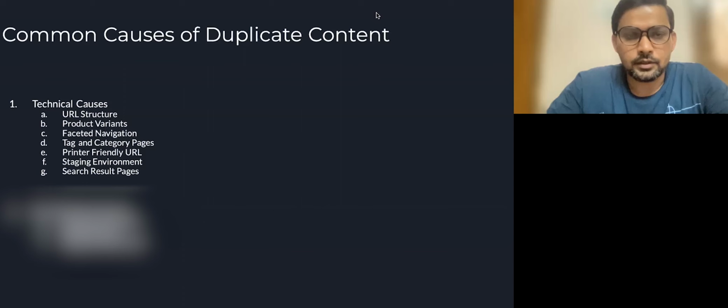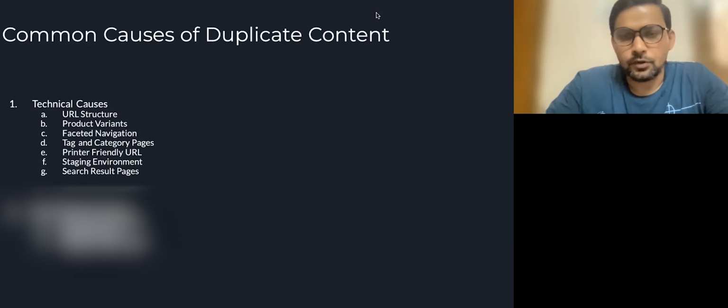The other way URL structure can cause a duplicate content issue is URL parameters. URL parameters are special IDs that appear in a URL after a question mark. They are generally used to keep track of campaign performance, like paid campaign performance.